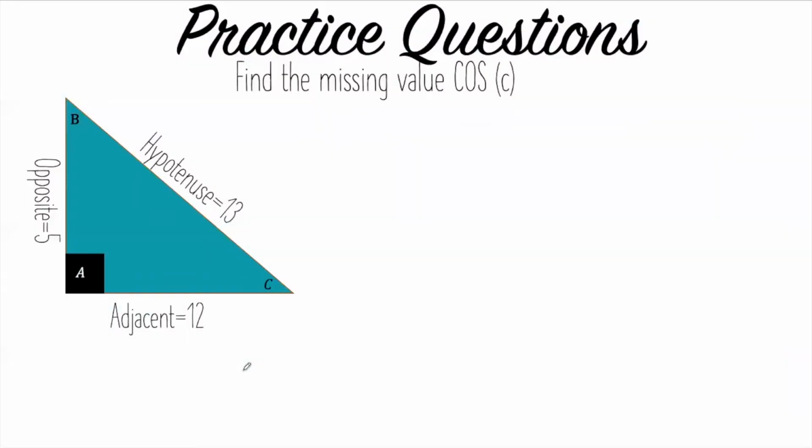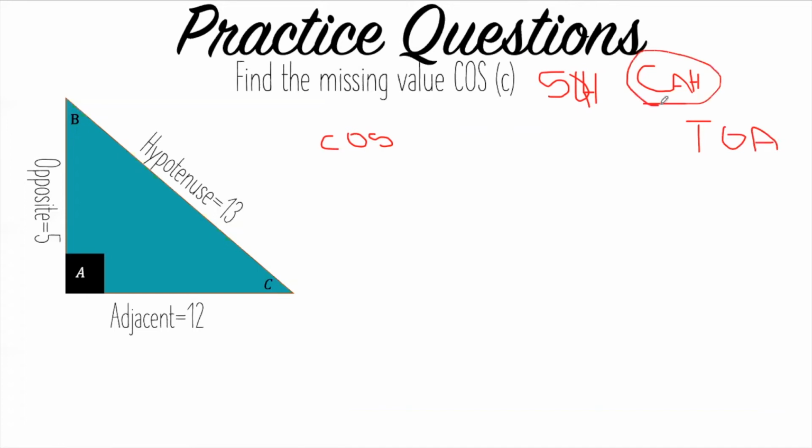Let's try another question. Cos of C. Now this is going to be pretty easy if we know the formula for cos. Now we just did tan, so we should remember that formula is toa. So these are our 3 things that we use to remember them. And right now we're on cos. So it's adjacent by hypotenuse. So cos is equal to A by H.